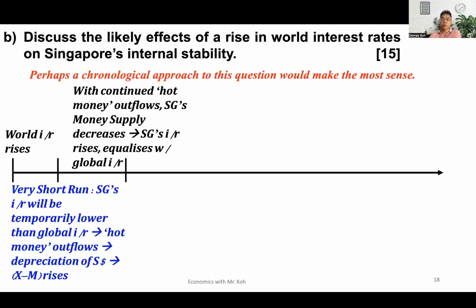And if you're still not sure, you should revisit my previous video on part A, where I went over the impossible trinity, or the open economy trilemma. As a result, after a while, Singapore's own consumption expenditure and investment expenditure would fall, leading to a fall in AD.